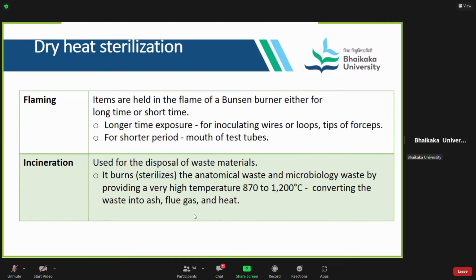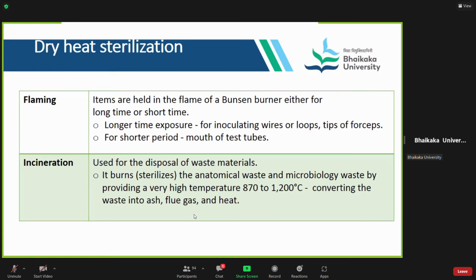The temperature of an incinerator is very high. You can see 870 to 1200 degrees centigrade. So whatever is there in the biomedical waste bag goes for incineration. That contains all your body parts, microbiological waste, dressing material, all those kind of things will go for incineration and it will be converted into ash. And certain toxic gases get released under this exposure to high heat.